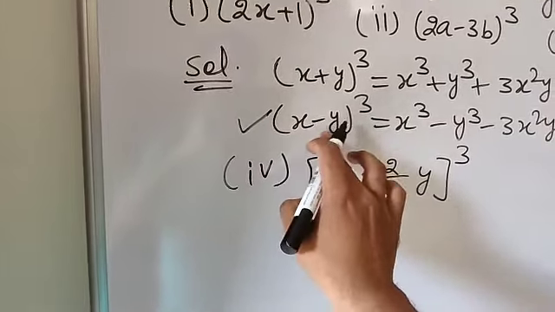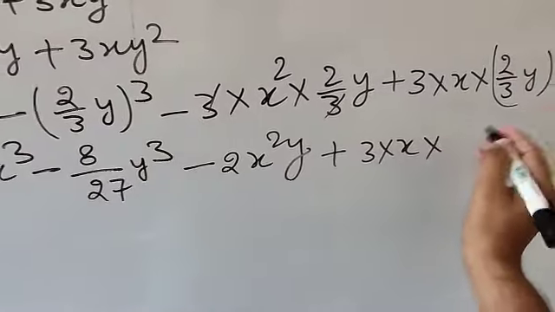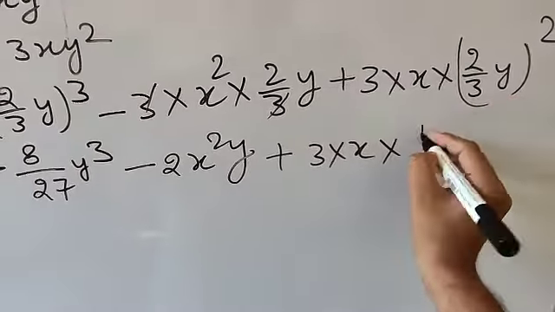Here this 3 and this 3 will be cancelled, so it will be minus 2x square y, and it will be plus 3 into x, and square of this value will be 2 square 4 upon 3 square 9 y square, and here 3 3 ja 9. So it can be written as x cube minus 8 by 27 y cube minus 2x square y plus x 4 by 3 plus 4 by 3 xy square. So it is the answer of the fourth part. So try to solve the first and second part by yourself.